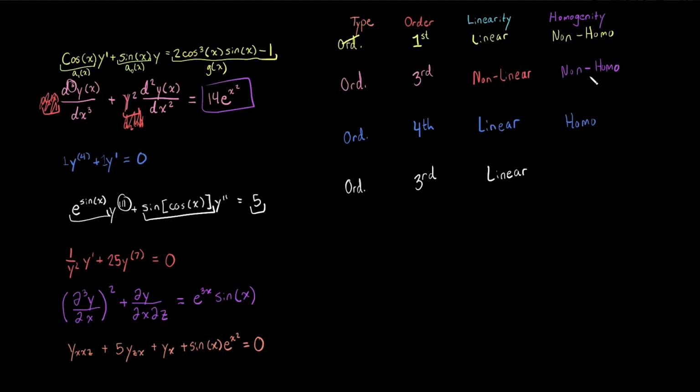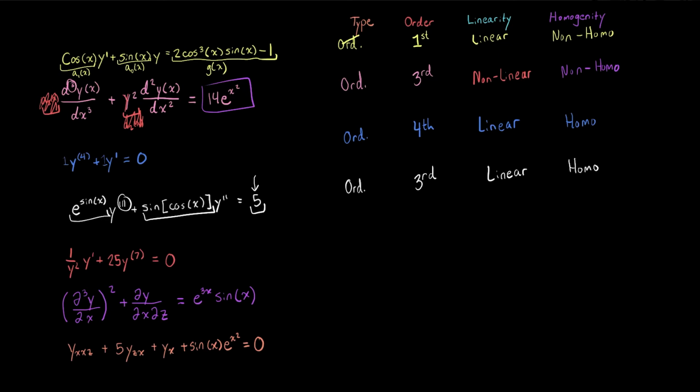Other than that, let's go over the homogeneity. So do we have any additive terms here that do not include a dependent variable? Well, we do right here, this 5. This 5 is an additive term. It's separated by an equal sign, and it does not include the dependent variable y. So this must be a non-homogeneous differential equation.